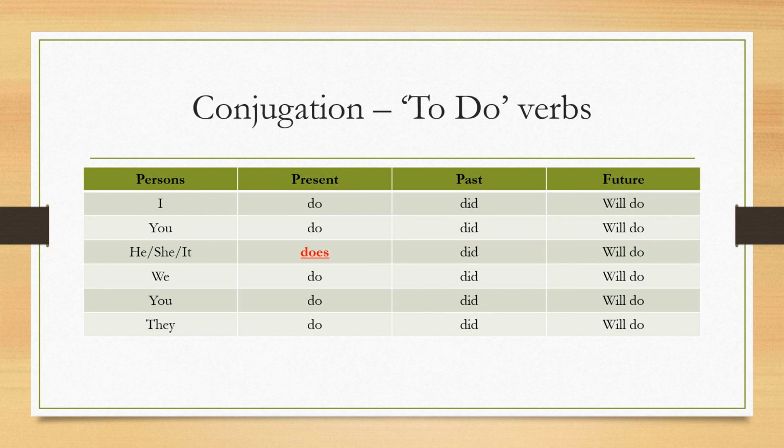Conjugation of to-do verbs. Here we need to remember 6 people and also remember that the present tense of the person he, she, it changes to does. He does his homework, whereas I do my homework. Everything else remains the same. For example, you do your homework, you did your homework, you will do your homework. The only change happens with the present tense with the person he, she, it.